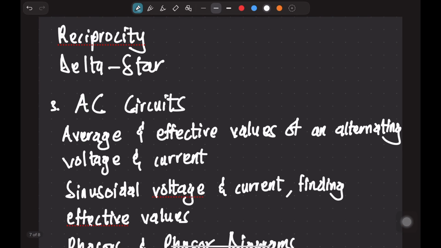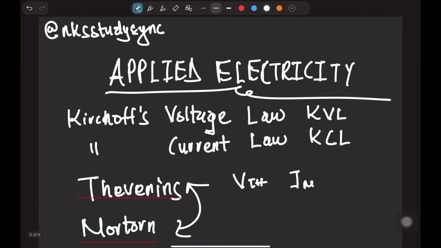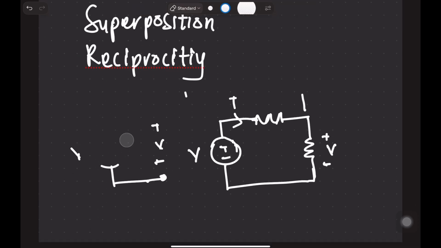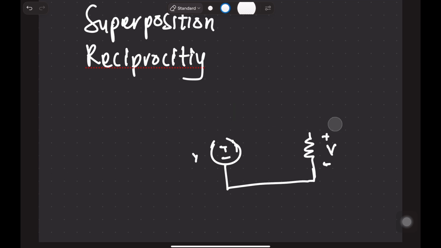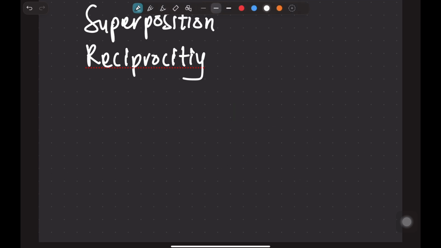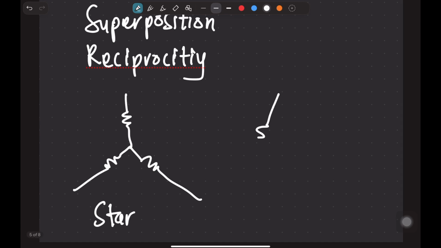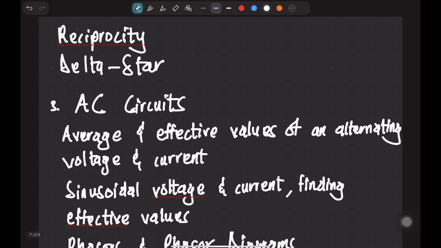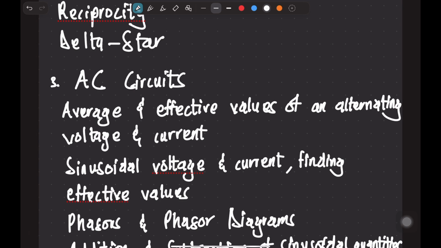After the circuit laws, we will discuss delta star and other network theorems as well for resistances. So star, delta. Then we would move to AC circuits.